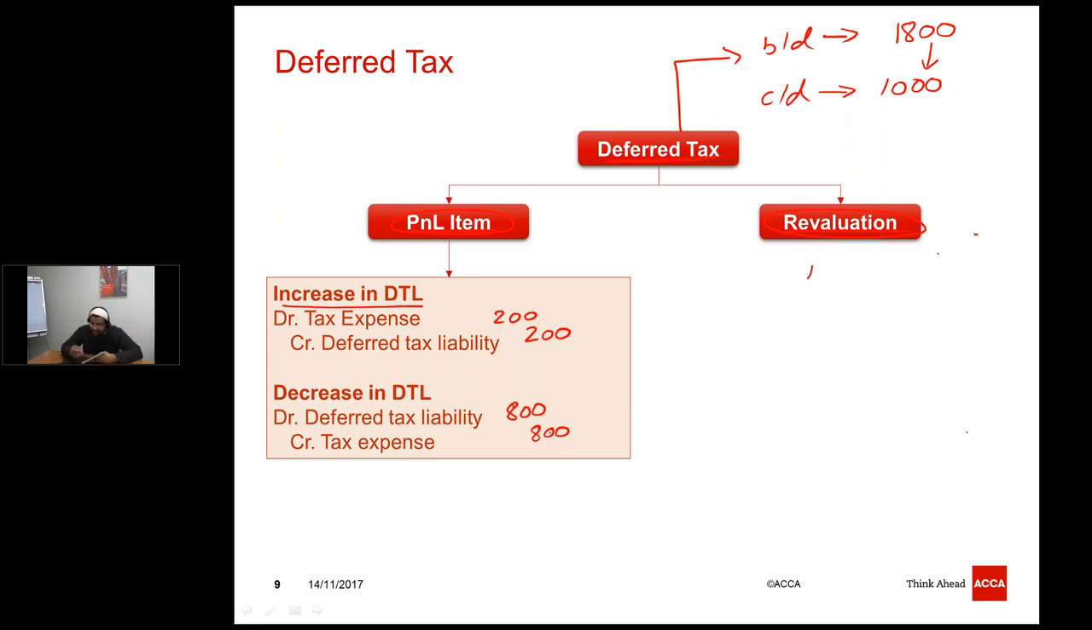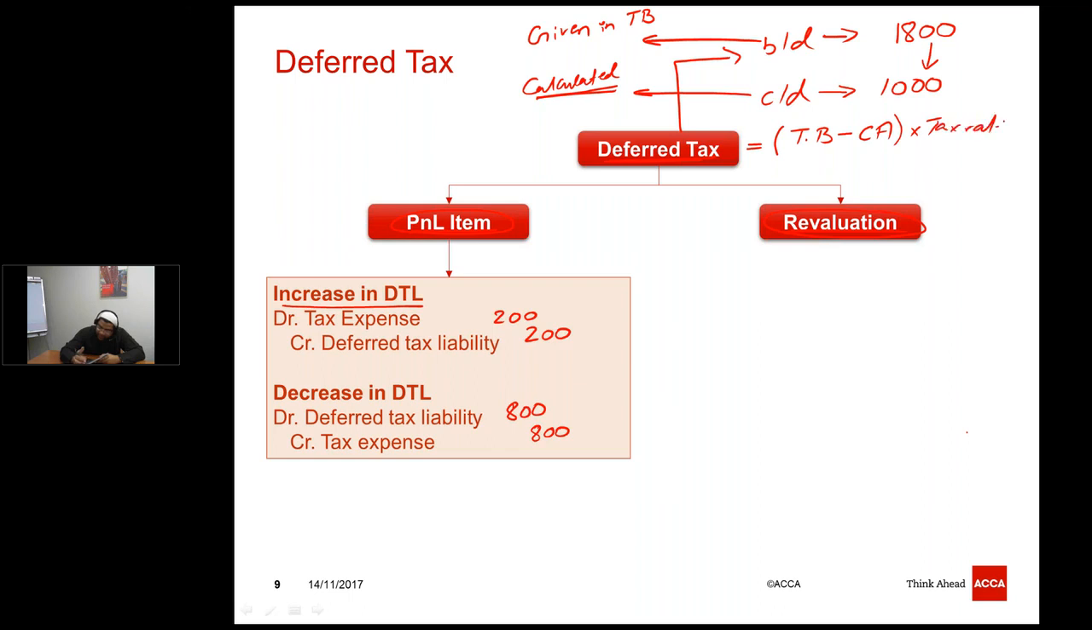But what will happen in the exam is that the brought down will be given in the trial balance, and the carried down will have to be calculated by the students. And how do we calculate this deferred tax? This is pretty simple. Deferred tax is equal to tax base minus the carrying amount, multiplied by the tax rate.